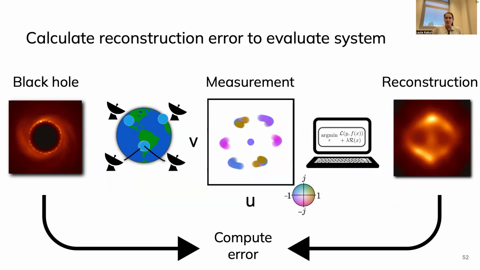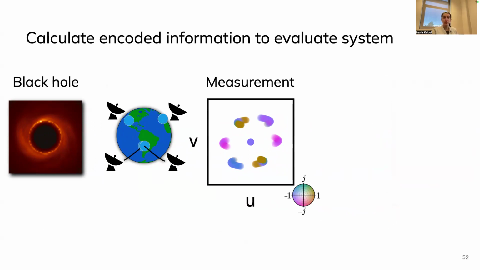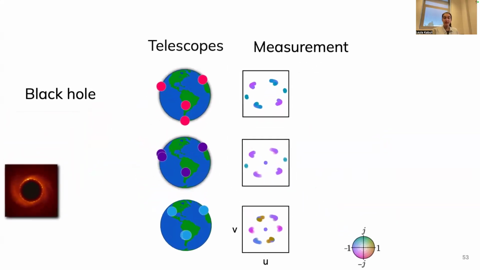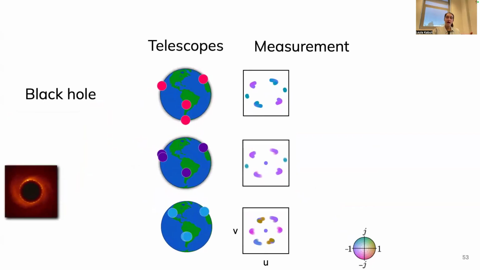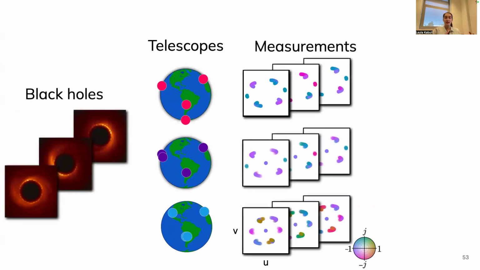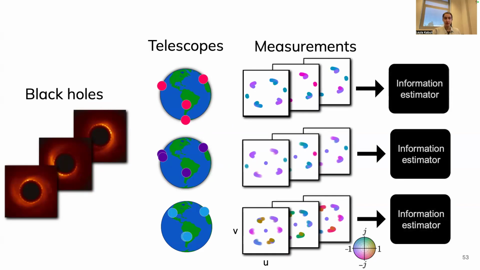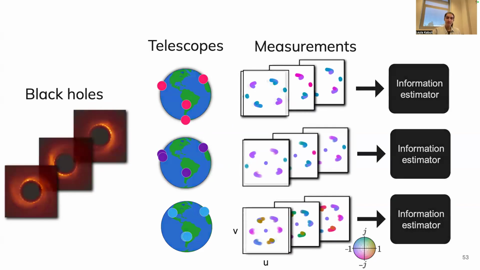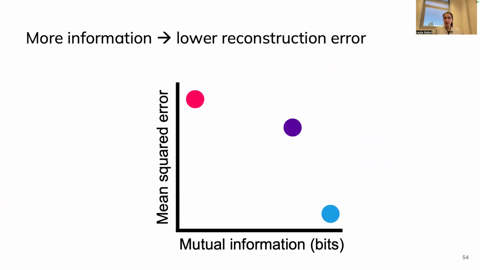But in reality, we can't do this because we don't actually know what our black hole may look like. And this is where mutual information analysis helps, because we'll just look at the measurements. We'll look at these different telescope arrays and take a distribution of black holes and get a data set of measurements for each one, and then run our information estimator in each case. And we find again that more information correlates with lower reconstruction error. So if our telescopes can sample more useful frequencies, it helps us produce both better measurements and better reconstructions.